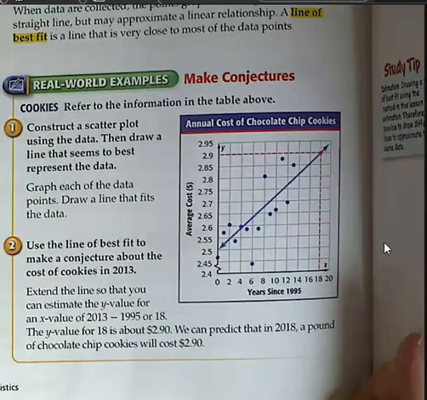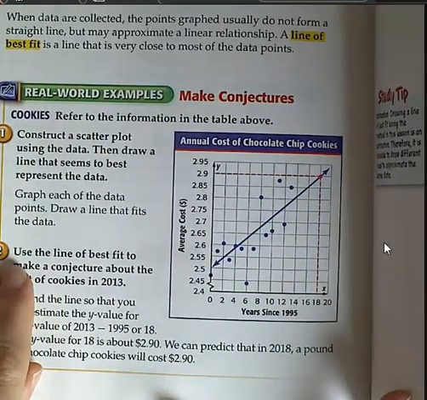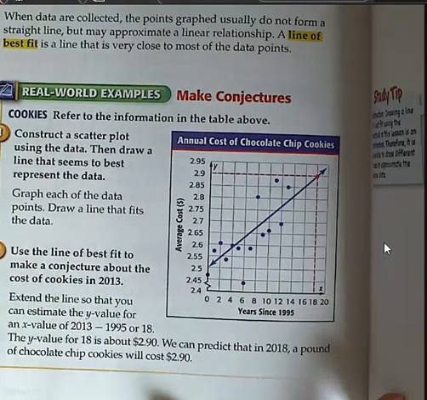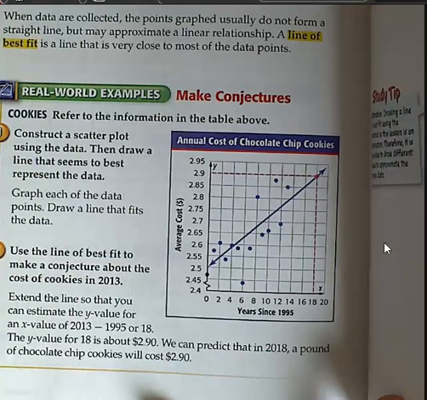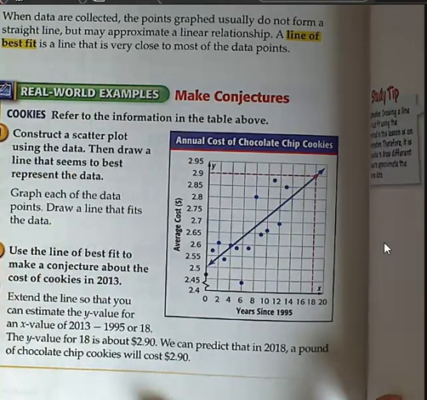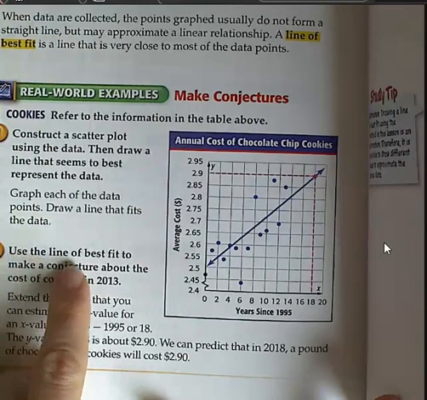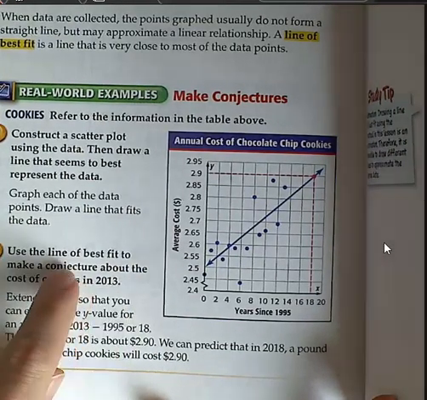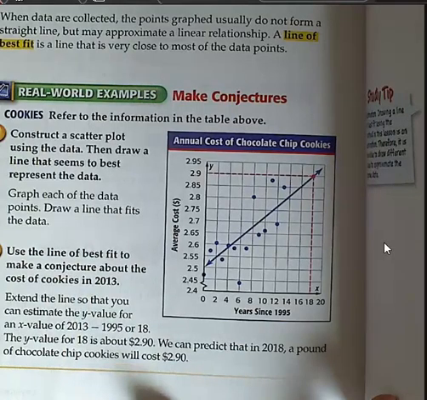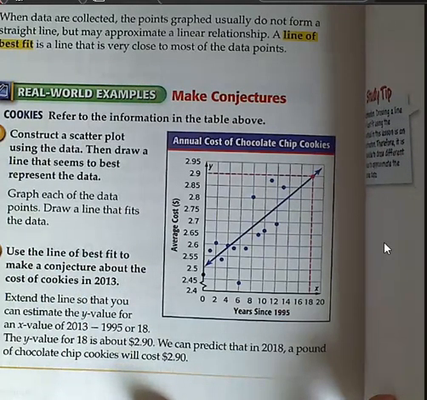Now, this is the part that's tricky. We rocked it out on line of best fit on Friday. I'm quite confident we'll do that well. This is the question that gets 8th graders every time. It says, use the line of best fit to make a conjecture about the cost of cookies in 2013. What's the word conjecture? We've been seeing that word for like 2 years. What's conjecture mean?